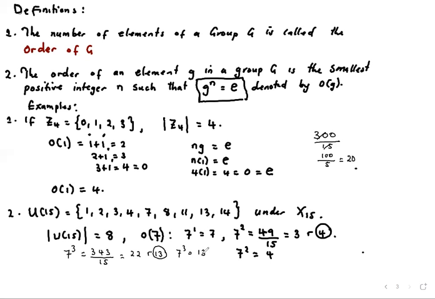So we need to extend again. We look at 7 power 4. What is it? 2,401.